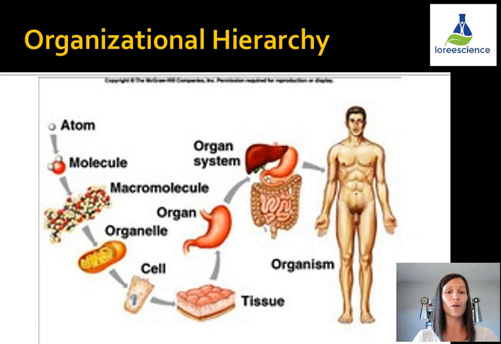Molecules together make macromolecules. Macromolecules will make organelles. Several organelles together will make a cell. Cells to tissues, tissues to organs, organs to organ systems, and organ systems to complete organisms.